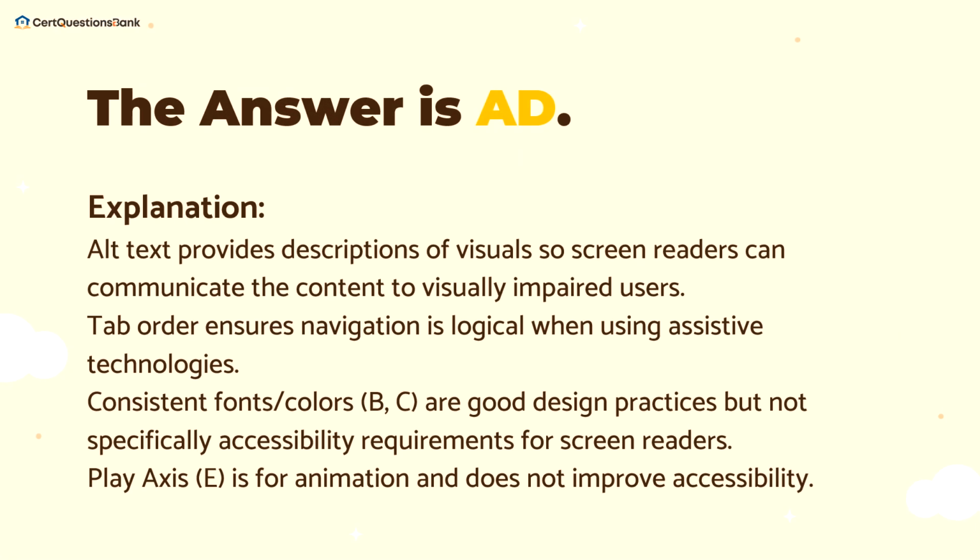The answer is A and D. Alt text provides descriptions of visuals so screen readers can communicate the content to visually impaired users. Tab order ensures navigation is logical when using assistive technologies. Consistent fonts and colors, B and C, are good design practices but not specifically accessibility requirements for screen readers. Play axis, E, is for animation and does not improve accessibility.